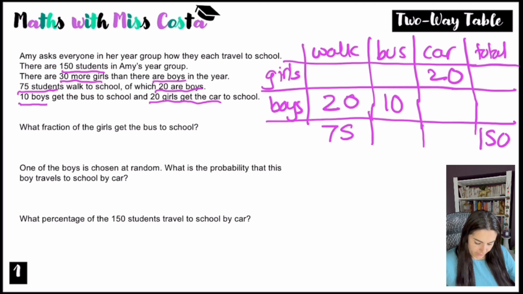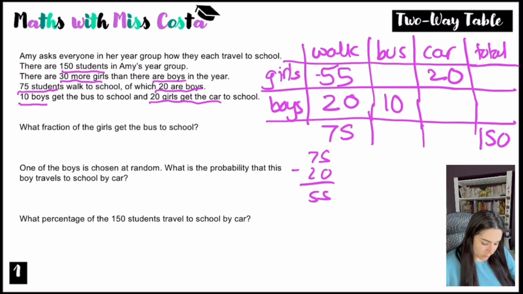So what can I work out? Well, I know that if 75 people walk to school in total and 20 of them are boys, then 75 take 20 gives me 55. So that must mean 55 girls walk to school. I don't know my totals yet, so I'm going to need to do something with that.